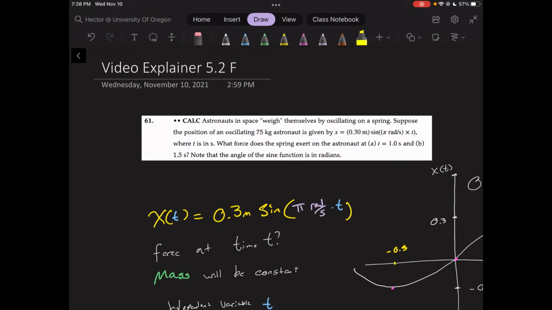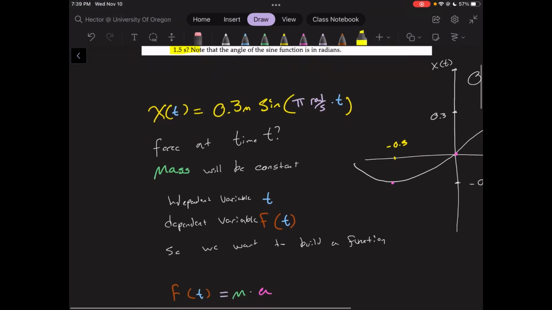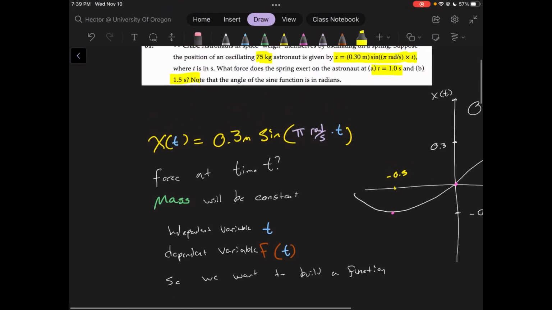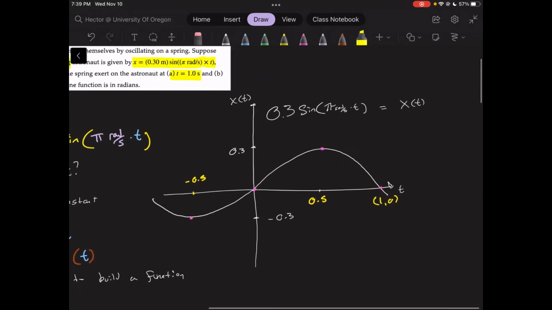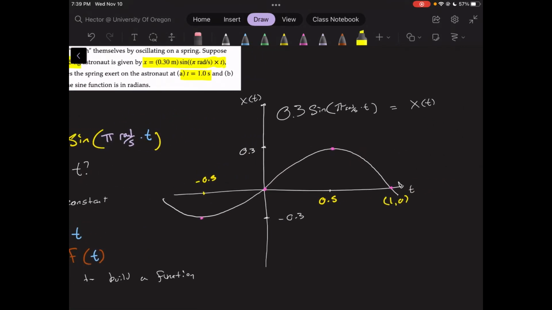Okay, so we have 75, our equation, 1 and 1.5. I have the equation already written down here. So we basically need to build this. I wrote a little graph over here of the sine. I don't really know how to depict this physically, but we're all familiar with the sine function. This is going to be our shifted, transformed sine function for our position.